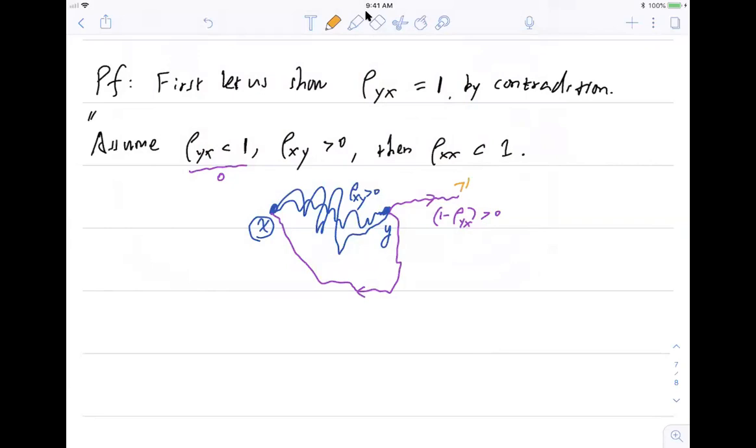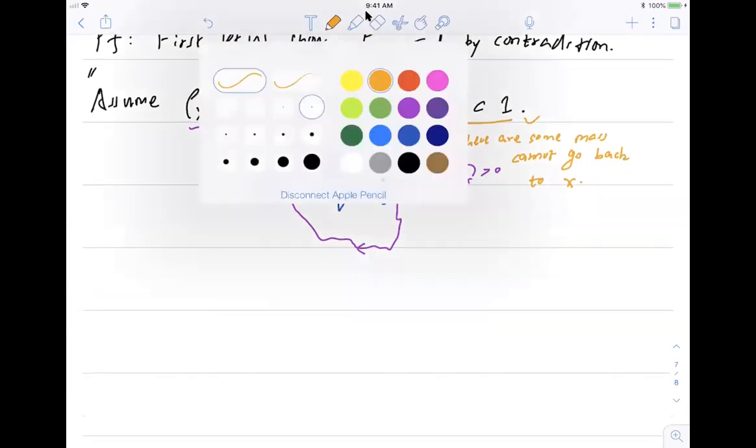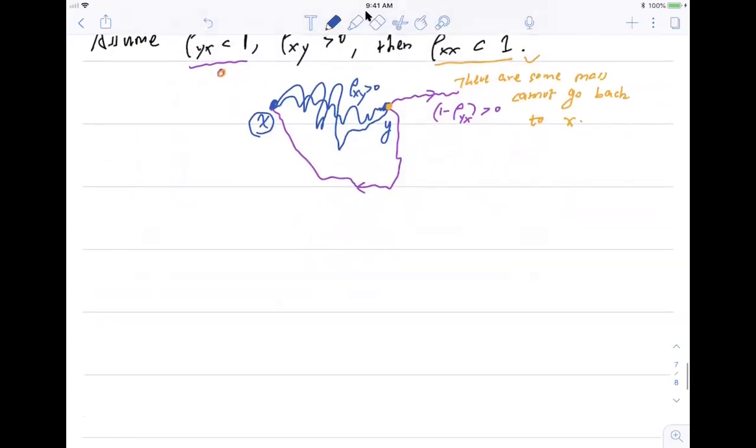So there are some mass that cannot go back to x, right? So this is the idea. Since rho yx is less than 1, as long as you reach y, you cannot come back to x. So this is true. This is the idea. We just use several lines to make this rigorous.